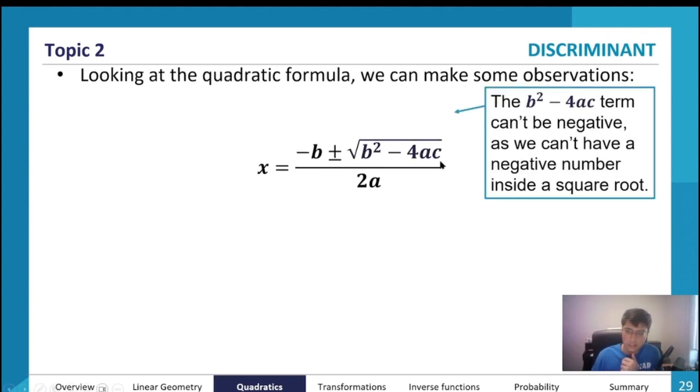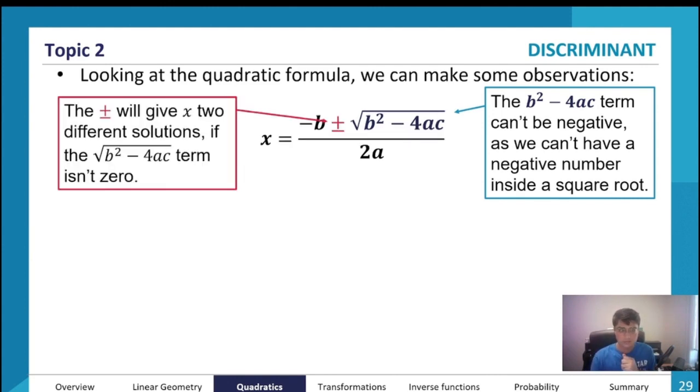This b squared minus 4ac term is under a square root, which means it can't be negative because remember, if we have a negative number inside a square root, there's no solution to it. You can't find two numbers that multiply to give a negative number. So what this means is if we have a positive number under the square root, then we're going to end up with two solutions for x. Either b plus the square root of b squared minus 4ac, all over 2a, or our second solution, b minus the square root of b squared minus 4ac, all over 2a.